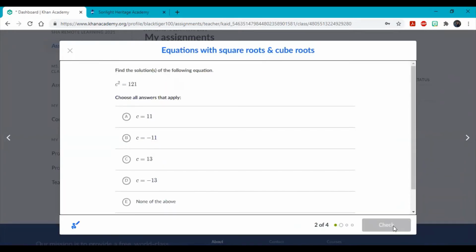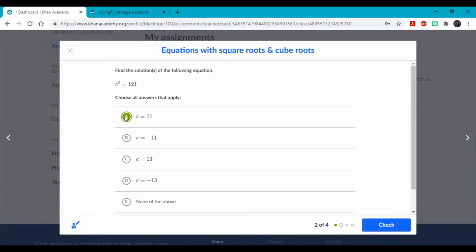This one says, find the solutions of the following equation. So here's the equation. The equation is C squared is equal to 121. So whatever two numbers we multiply by itself, right? Multiply them twice, it's C squared. It has to give you a positive 121. Okay, so you have a calculator close by. When you put 11 times 11 in your calculator, you get 121. So A is correct. Okay, and again, we're choosing all answers that apply.